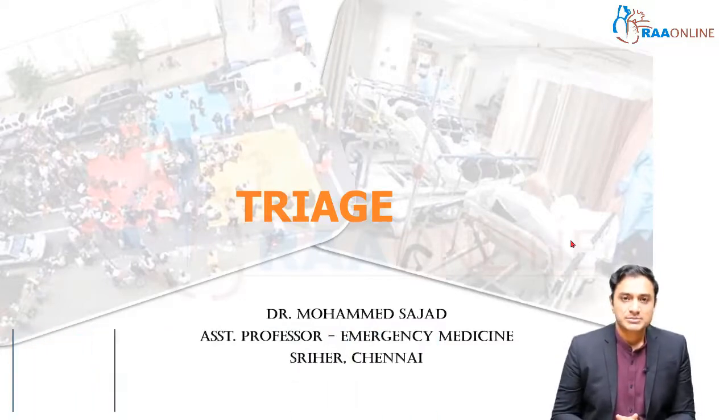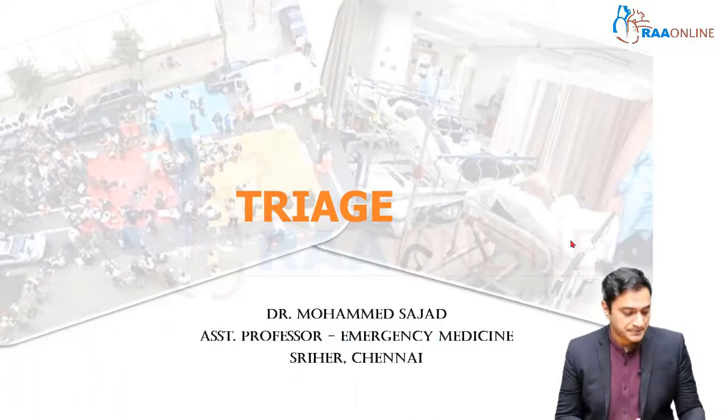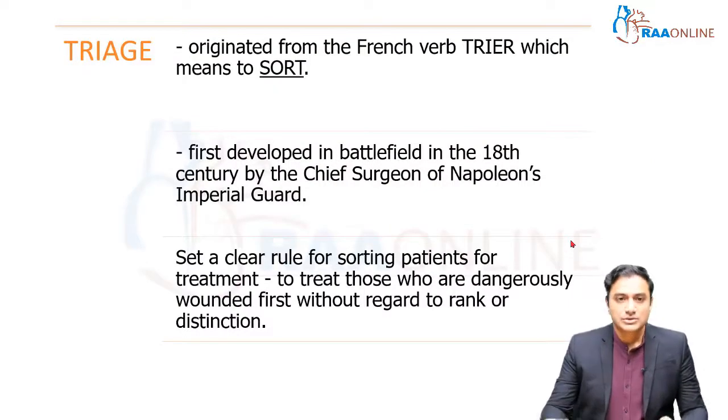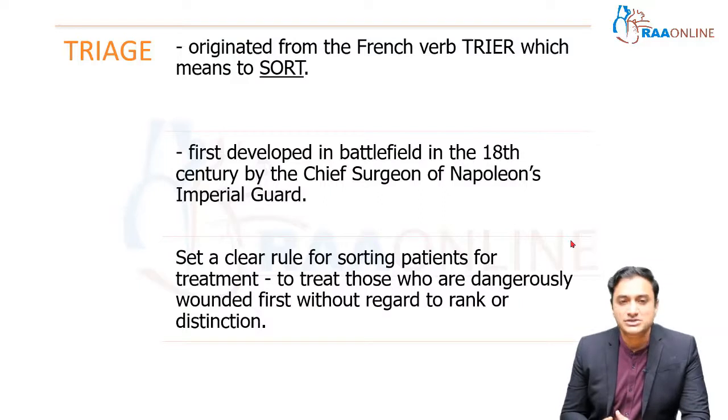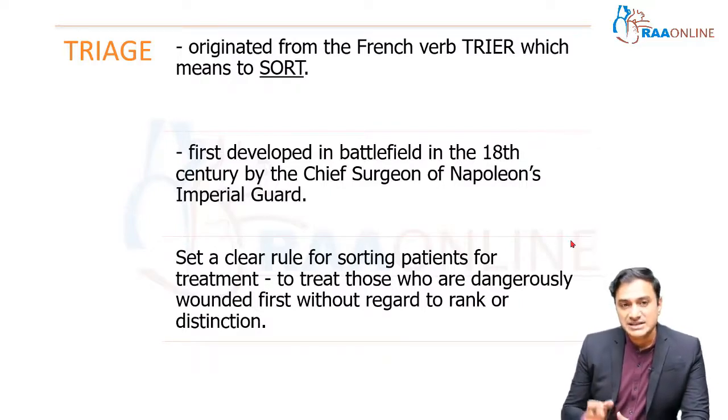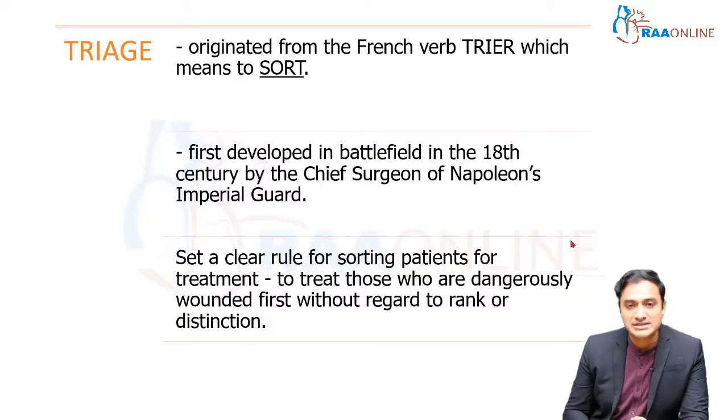Today we are going to discuss the topic of triage. Triage originated from the French verb trier, which means to sort. It was first developed on the battlefield in the 18th century by the chief surgeon of Napoleon's Imperial Guard. The first ever triaging he did was to set a clear rule for sorting patients for treatment: to treat those patients who were dangerously wounded first, without regard to rank or distinction.